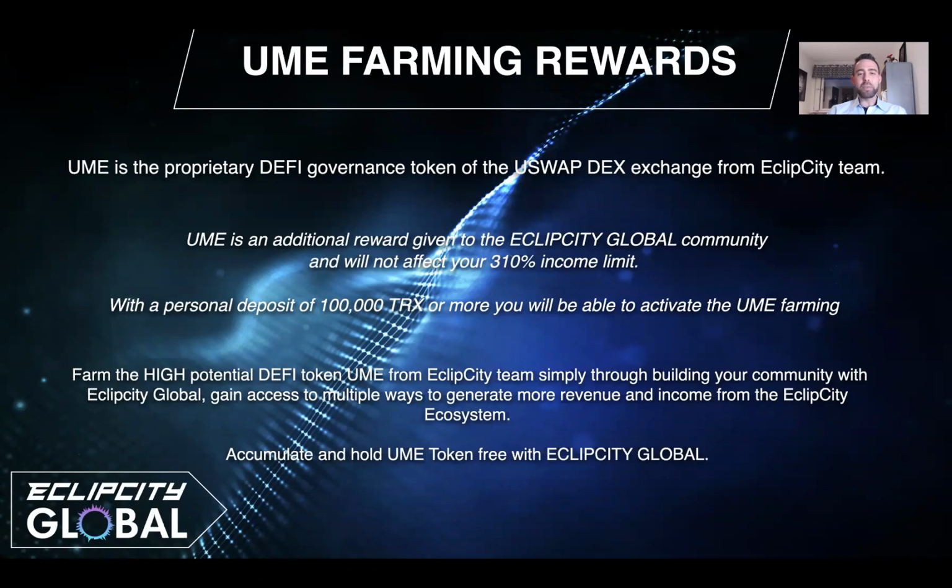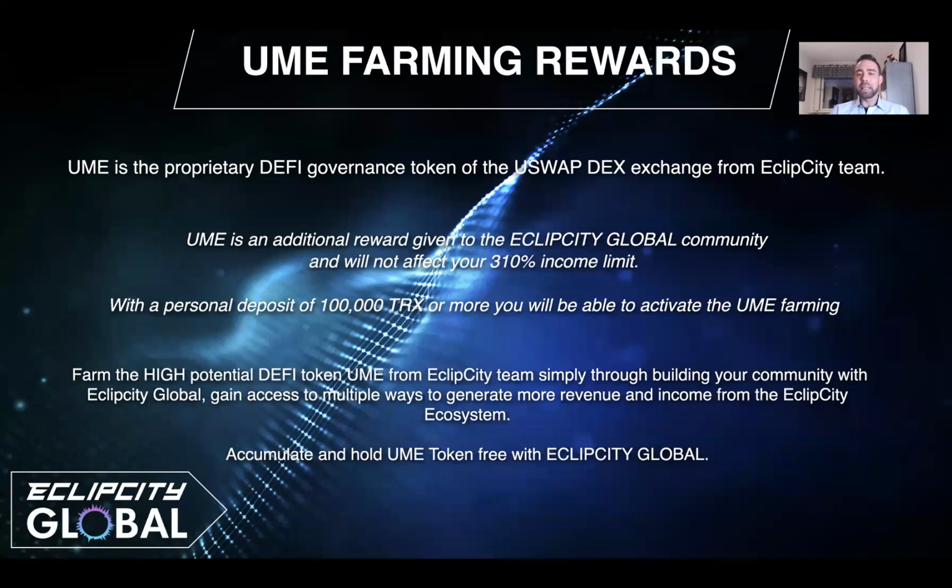Now, with a personal deposit of 100,000 Tron or more, you will be able to activate the UME farming. The reason why this number has been set is because lower amounts will not yield enough. You will not be able to farm enough for it to be profitable for you to actually make the withdrawal, because there are so many in this community that are farming the UME with a 100,000 Tron deposit. Now, the higher, if next time you make a 300,000 deposit, you will be farming with that farming rate. So once you come to a higher deposit, the farming rate will be increased. When you're on the third level, if you make a deposit of 700,000, the farming rate is increased again.